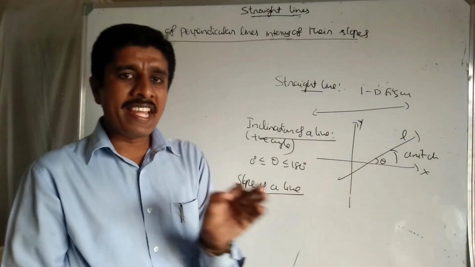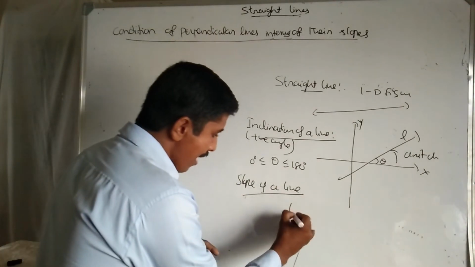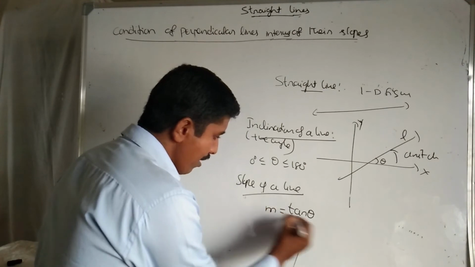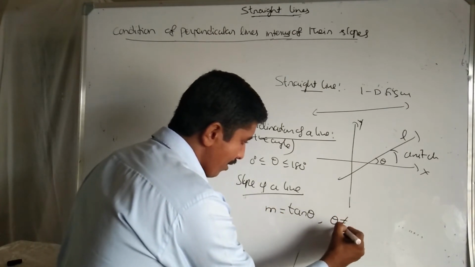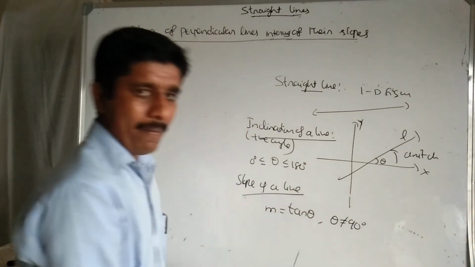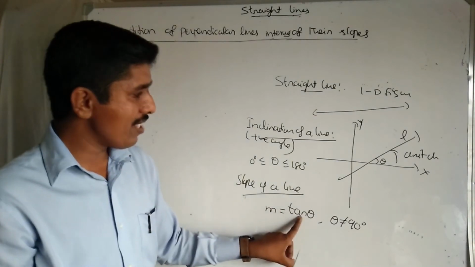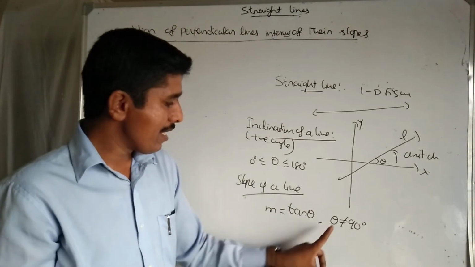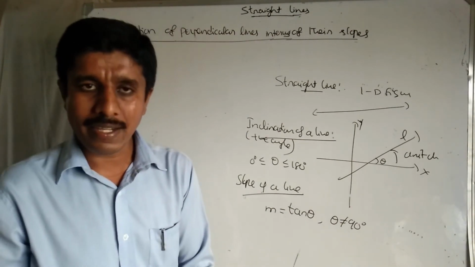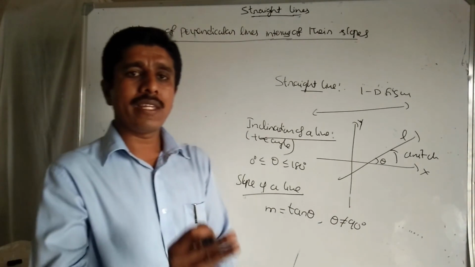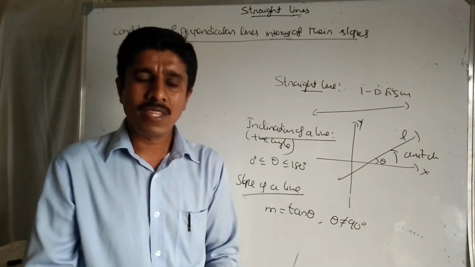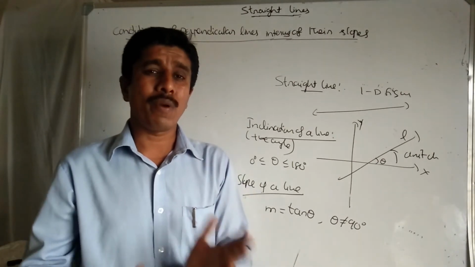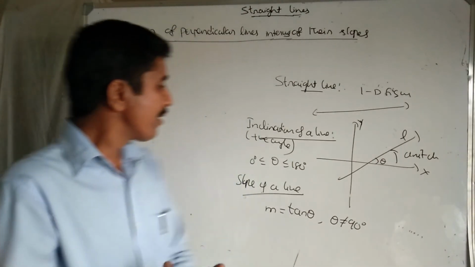Theta is called the inclination of the line. Then tan theta is called the slope of the line. It is denoted by small m. But here the theta value is not equal to 90 degrees. So m equals tan theta is called the slope of the line L, where theta is the inclination of the line, but theta must not be 90 degrees. Clearly, the slope of the x-axis is 0. The slope of the y-axis is not defined.